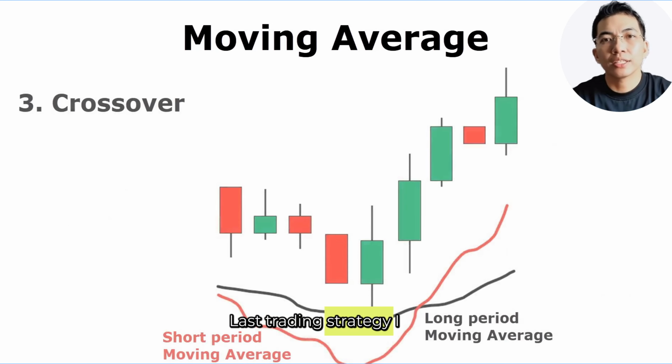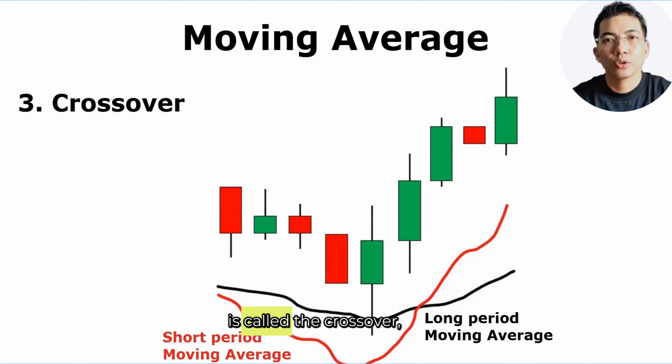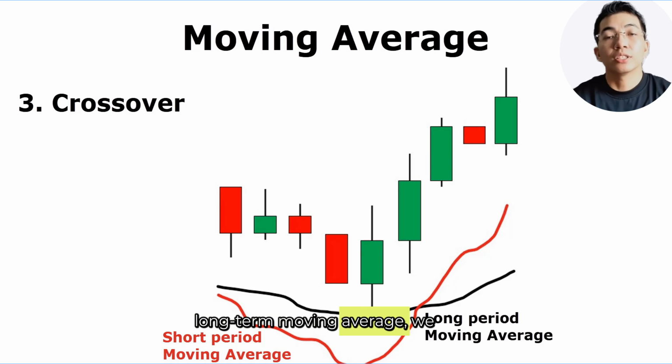Last trading strategy I want to show you is called the crossover, and it needs 2 moving averages. One will be a short period moving average and the other will be a long period one. When the short-term moving average crosses above the long-term moving average, we have a bullish signal. When the short-term moving average crosses below the long-term moving average, we have a bearish signal.